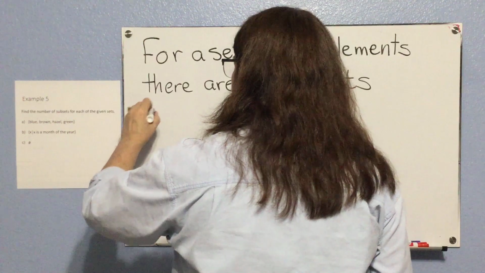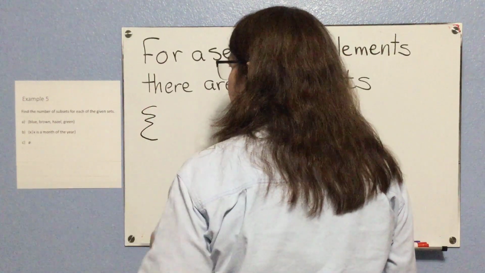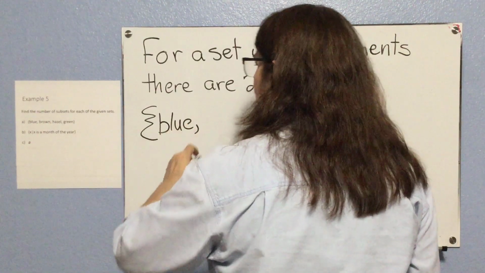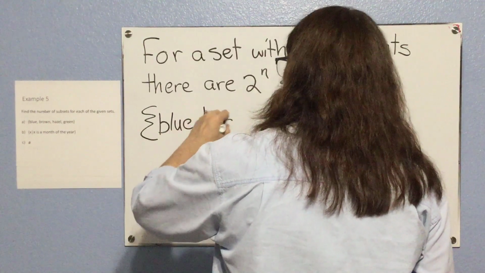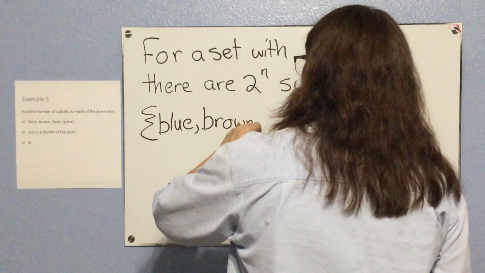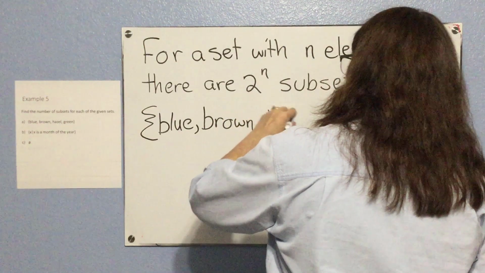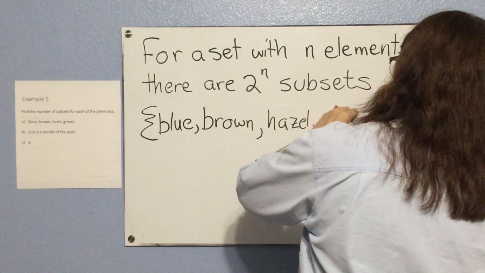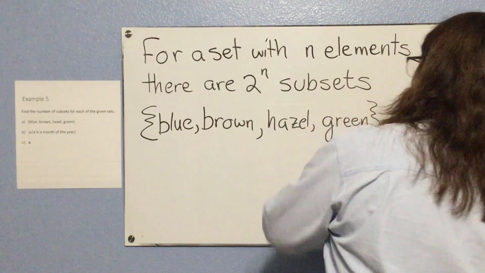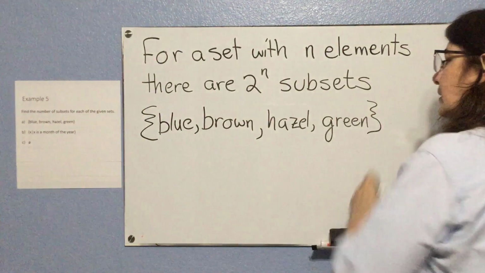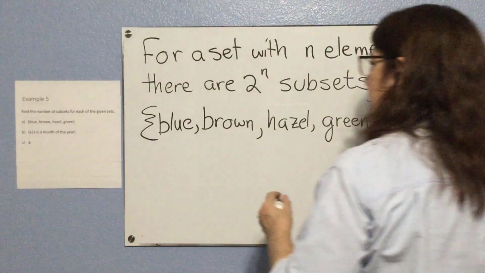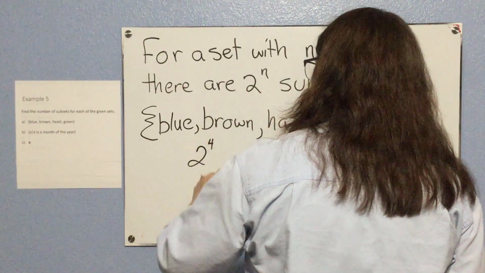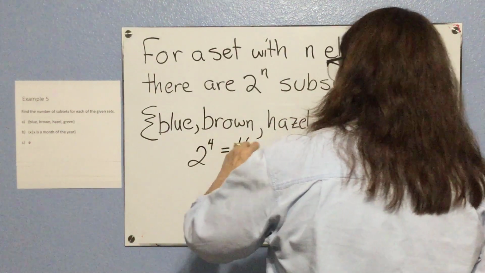So if I have this set, which looks like it might be eye colors, we've listed 4 different elements. So the number of subsets would be 2 to the 4th, which is 16.